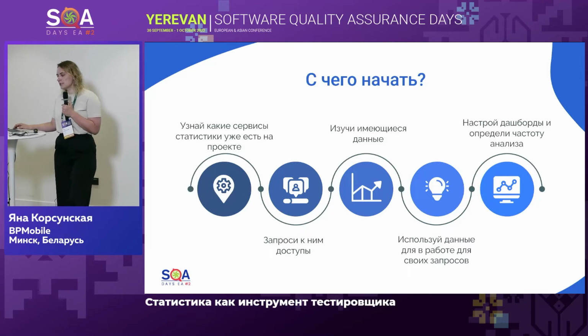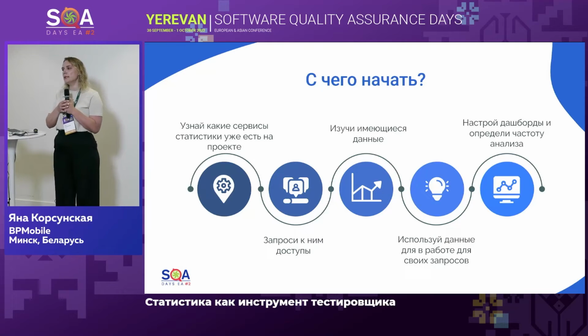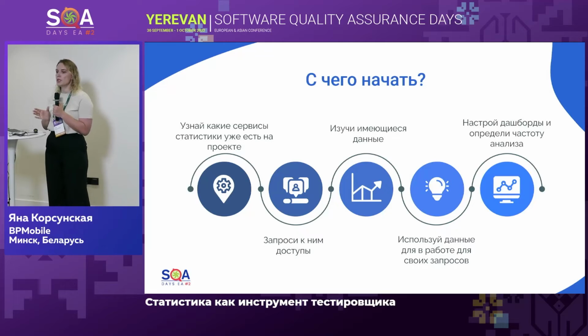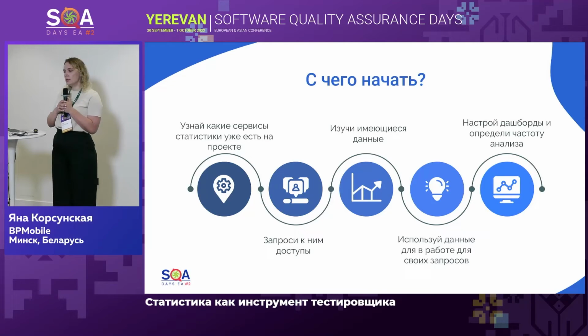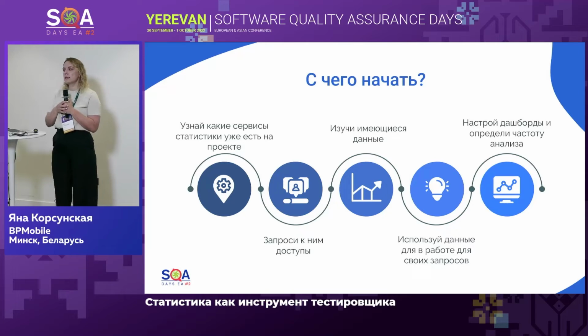What should we do if you're not using statistics yet? First, you need to try to learn which statistical services already are introduced into the project, what already is in use, be it consoles or accounts for mobile applications, or some advertisement services if they're embedded into your application. They must have statistics in terms of at least configuration. You can find out the required data like this. You can find out what already is in use and ask access to them.